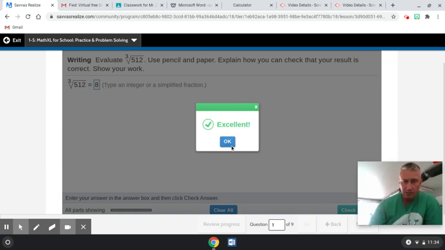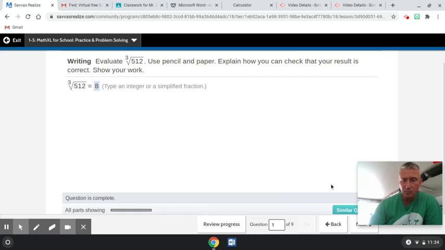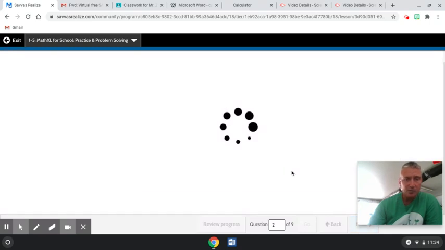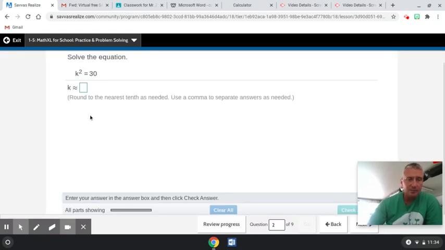I will say okay and move on to the next one. My next question tells me this: what is k squared equals 30? Here's the problem. Is 30 a perfect square? We know we have to find the square root of both sides. The square root of k squared is k, which is right here. But do we know the square root of 30? 30 is not a perfect square.